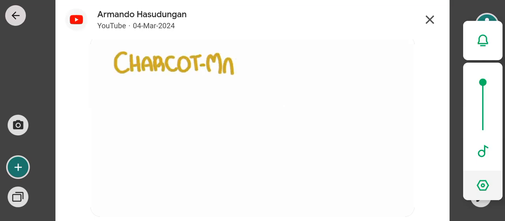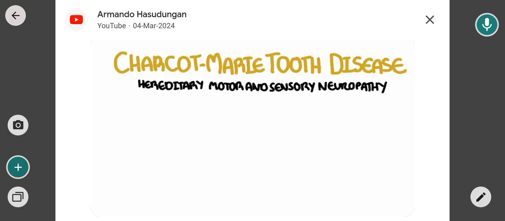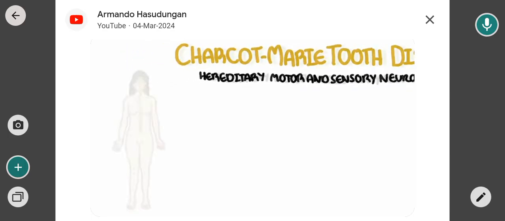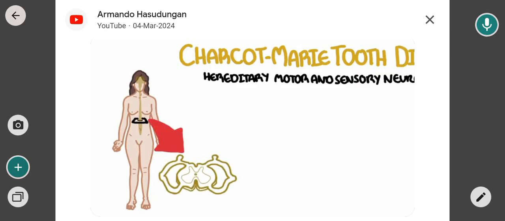Charcot-Marie-Tooth disease, also known as hereditary motor and sensory neuropathies, is an entity that was first described in 1886 by Jean-Marie Charcot and Pierre Marie from France, as well as Howard Henry Tooth from England, thus the name Charcot-Marie-Tooth disease. It is a disease that causes injury to the peripheral nerves. It affects both the motor and sensory peripheral nerves, and thus manifests as distal limb weakness and sensory loss.